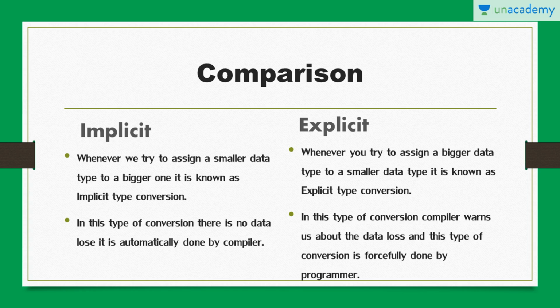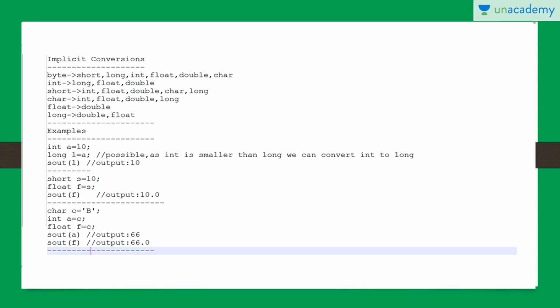But in case of explicit, in this type of conversion, the compiler warns us about the data loss. When we are doing explicit conversion, the compiler gives us a warning message, and this type of conversion is forcefully done. Okay, so it has to be done by ourselves only. It can't be done by the compiler. So that is why it is giving us a message of data loss. Now let us see with the help of some examples.